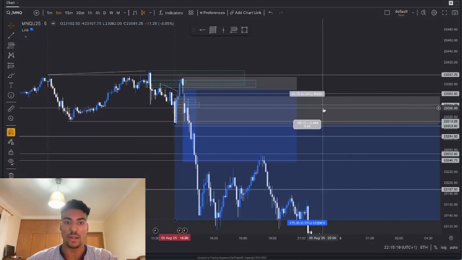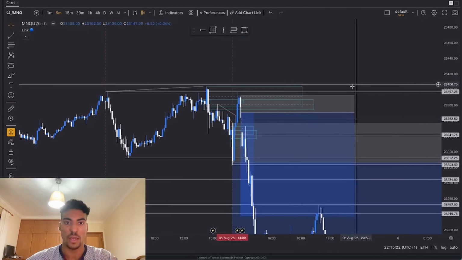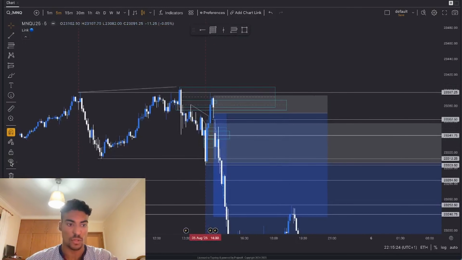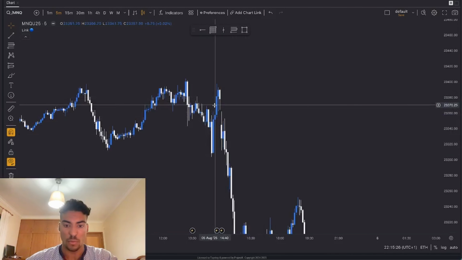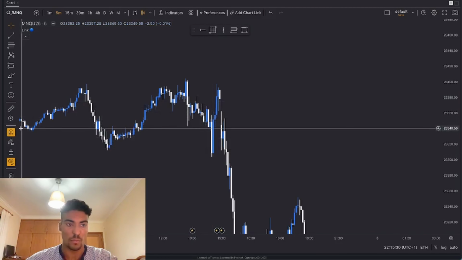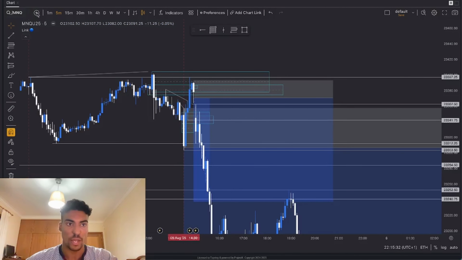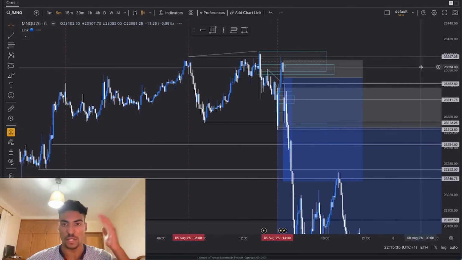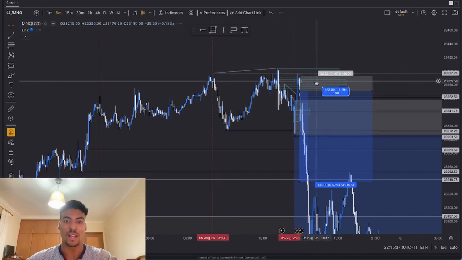Let's see how we are once market opens, and let's just hide a little bit of the stuff so that you guys can see better. So market opens right here, as you can see on this candle down. So we get a candle down, but before that candle down we actually get, let's go first of all a little bit slower.